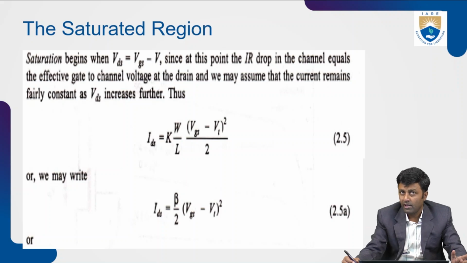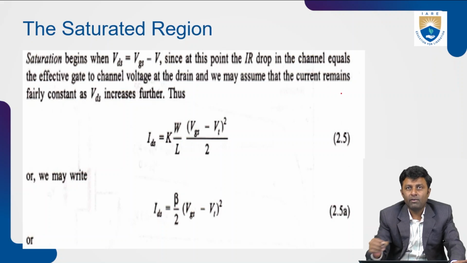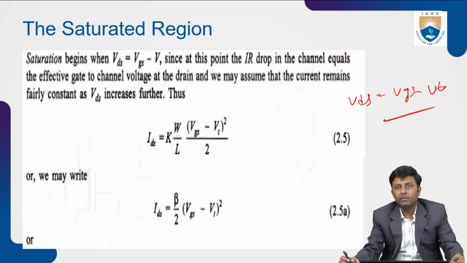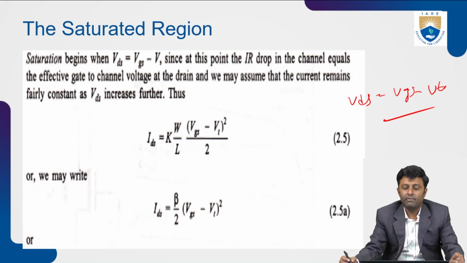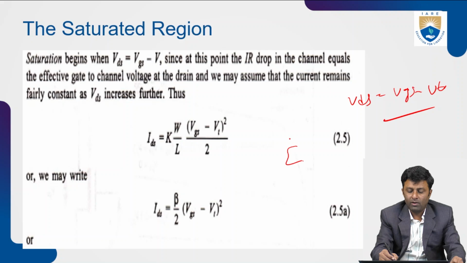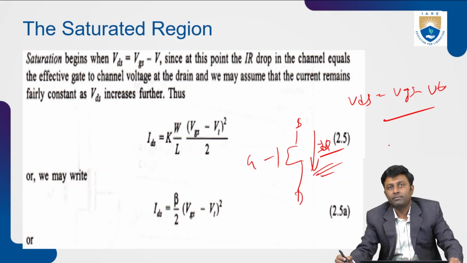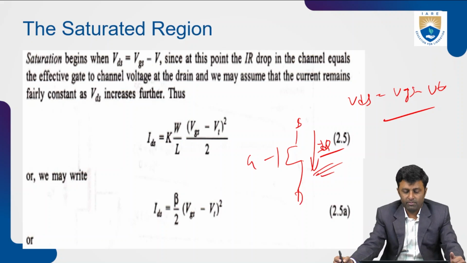Now we'll see the difference between the saturation region and the non-saturation region. In the saturation region, Vds equals Vgs minus Vt. Here we assume that the current remains fairly constant as Vds increases. As all of you know, in the saturation region the current flowing from drain to source will be constant, because the transistor will be on here.